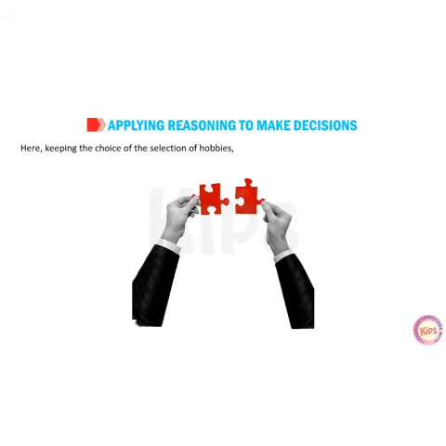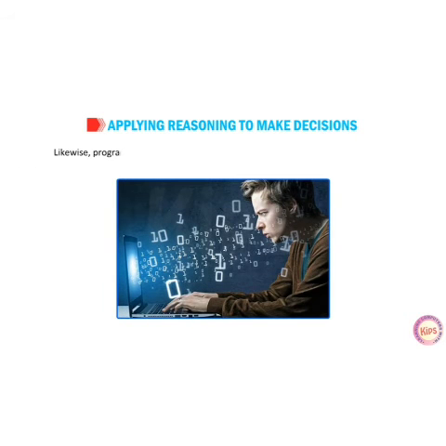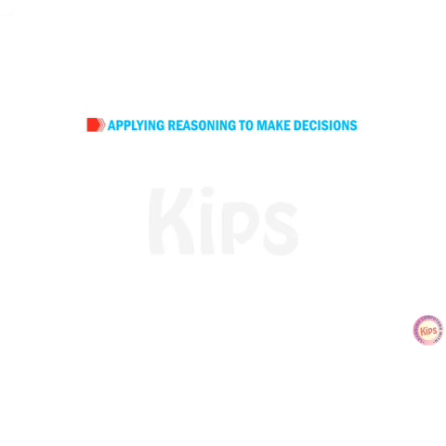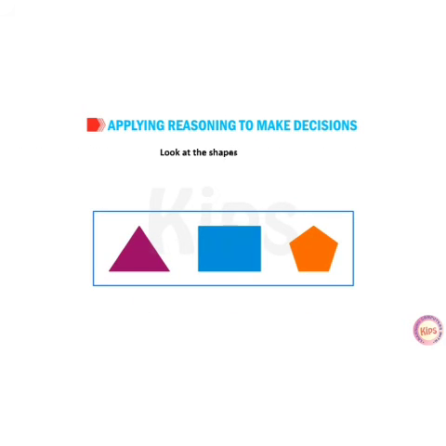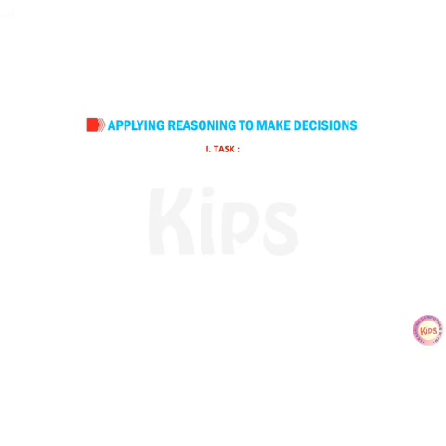Here, keeping the choice of the selection of the hobbies, the student has to determine whether the 2 hobbies are a valid combination or not. Likewise, programming in Scratch language includes logic and facts. In logical reasoning, we should first identify the main steps and then work out the details of each step. Look at the shape given here. The main steps in logical thinking are tasks.